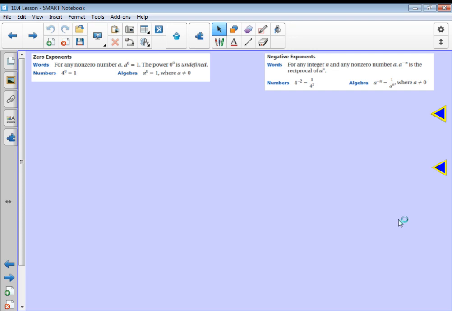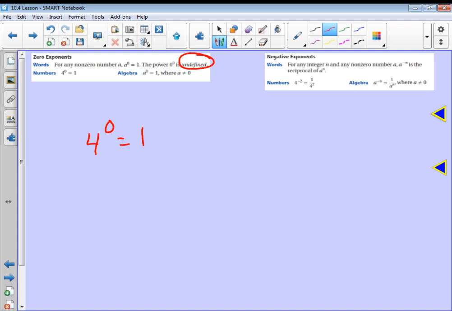Okay, in this part of the lesson, we're going to be working with zero exponents and negative exponents. So when you have any number or letter to the exponent of zero, it has an answer of 1, with the exception of 0 to the power of 0, which is considered undefined. Okay, so 4 to the power of 0 is the same as 1.